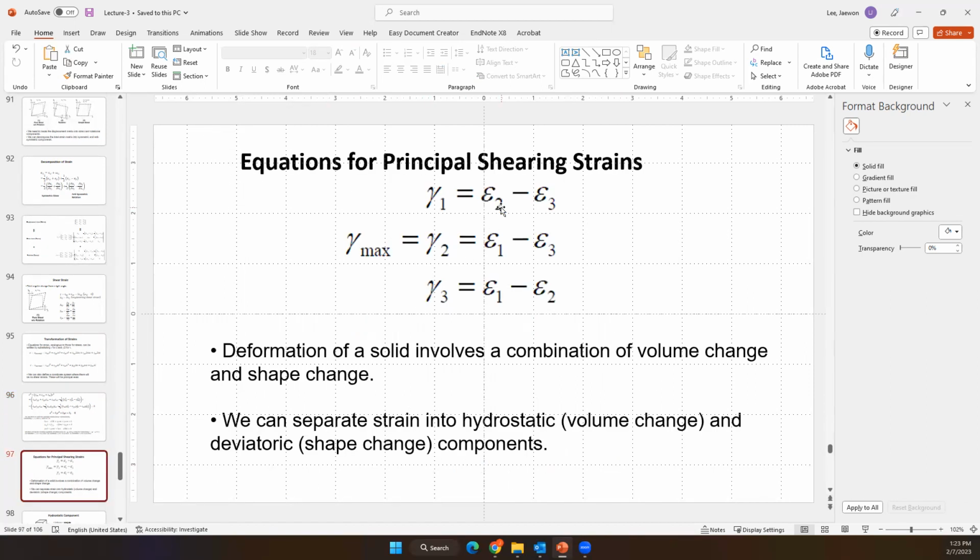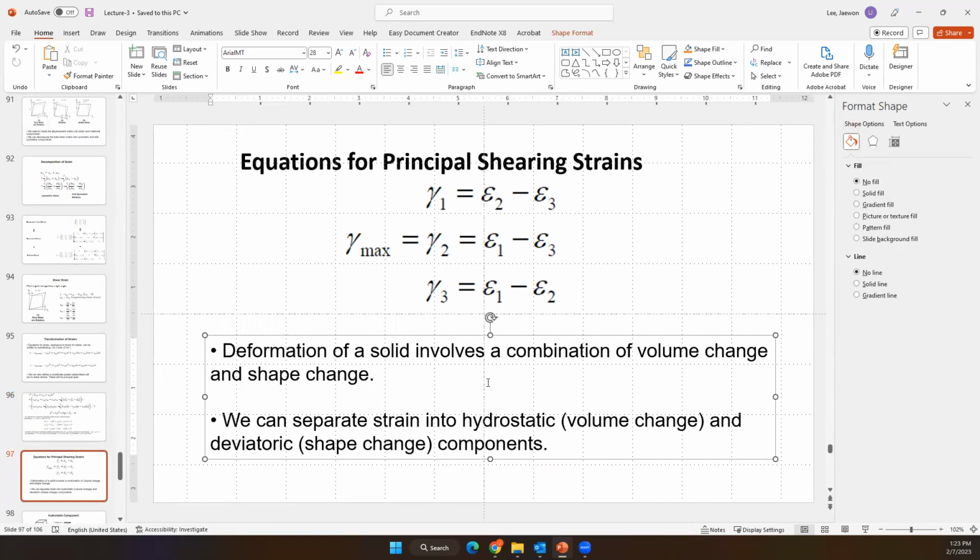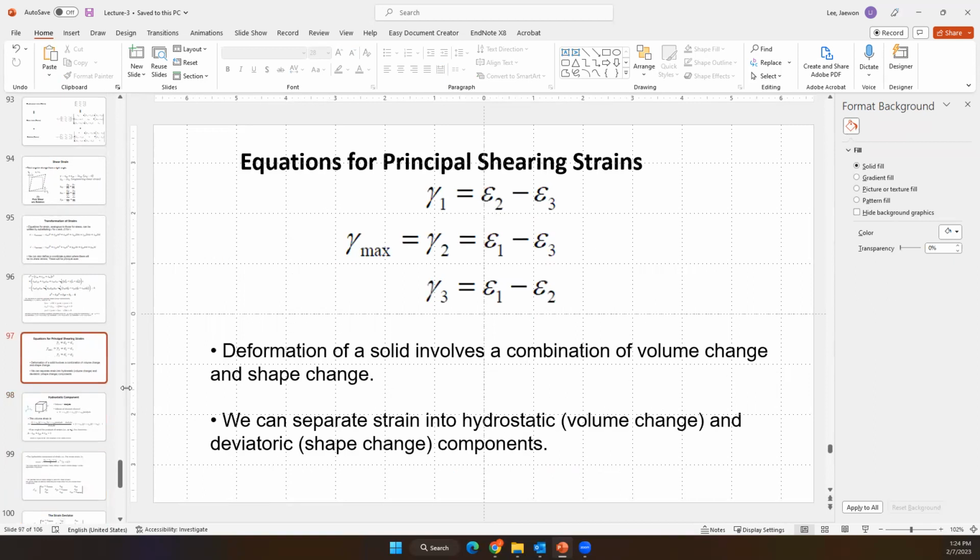Since we have the three strains, strain 1, strain 2, strain 3, we have the maximum displacement. So A is related to strain 1 minus strain 3. We can say this is a maximum displacement.